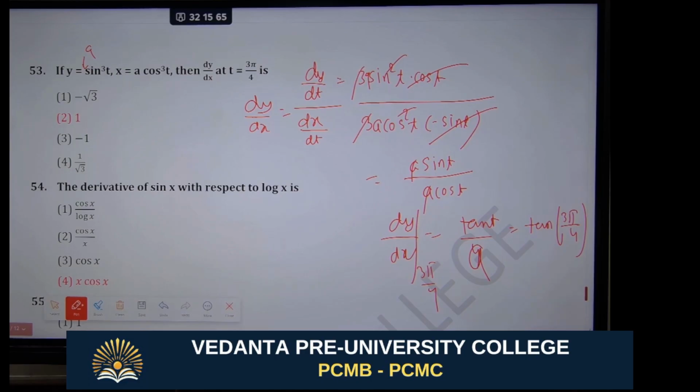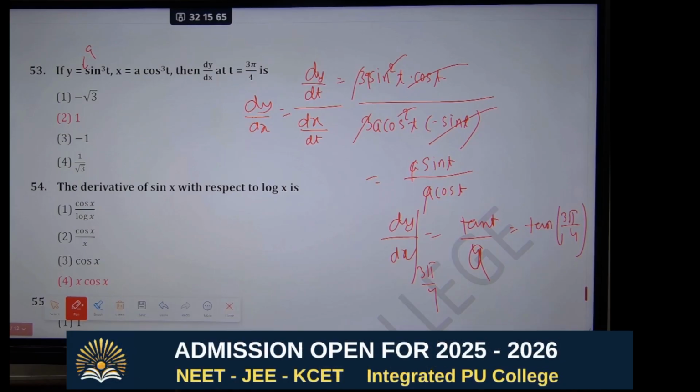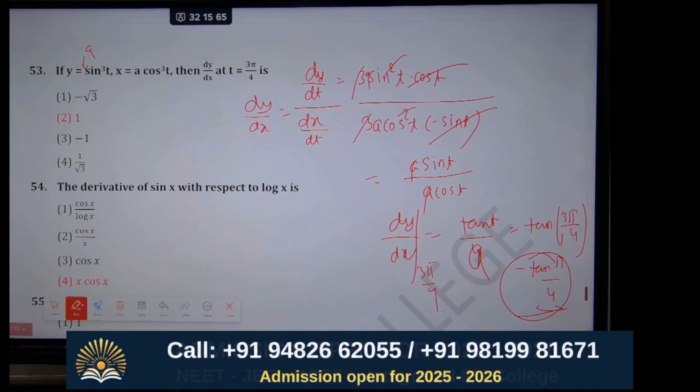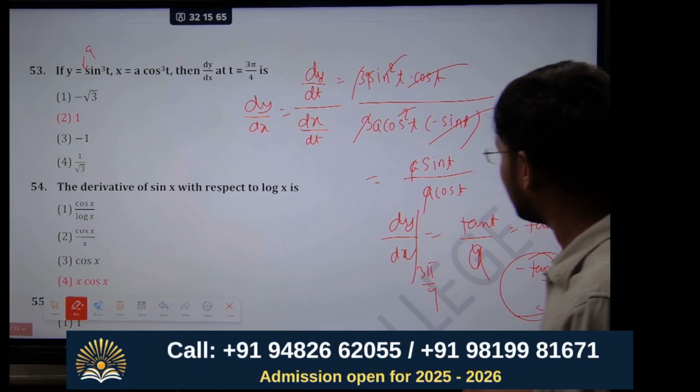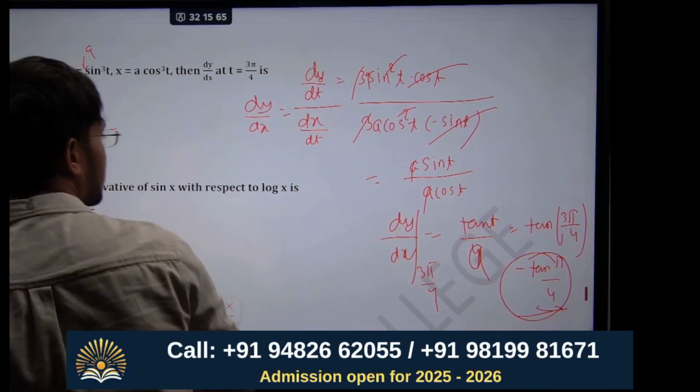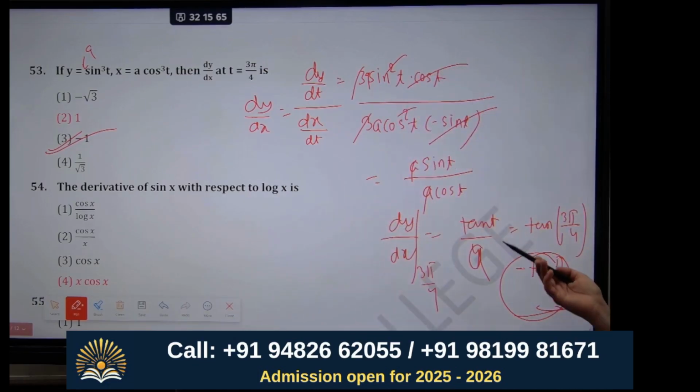Now what is tan 3 pi by 4? This will come minus tan pi by 4. Answer should become minus 1. Because tan pi by 4 is 1, and 3 pi by 4 we have to find. So answer should be coming minus 1, not 1, because this is the second quadrant. In the second quadrant, tan will be negative. So answer will be minus 1, not plus 1.